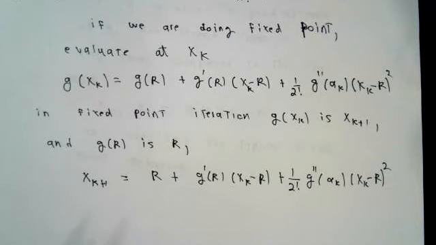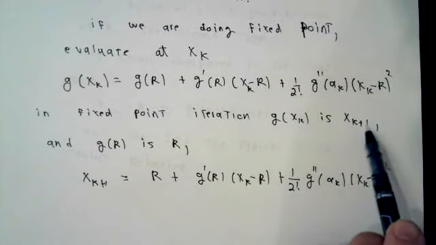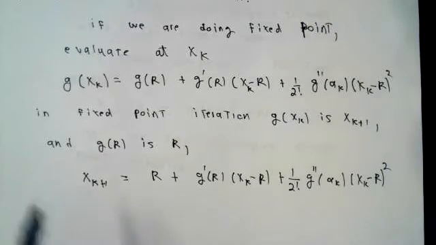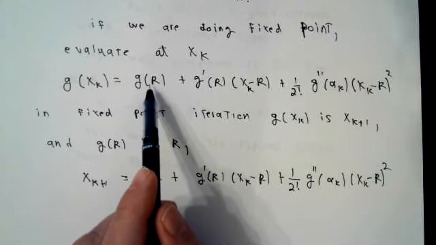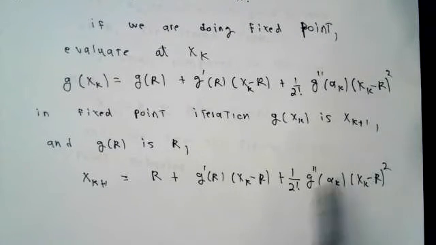But the way we do fixed point iteration is we take x number k, feed it through the g function, and call that x number k plus 1. So that becomes x number k plus 1. If r is a fixed point of g, then g of r is r. So I'll just write that down. And then the rest of this stuff I just write down.